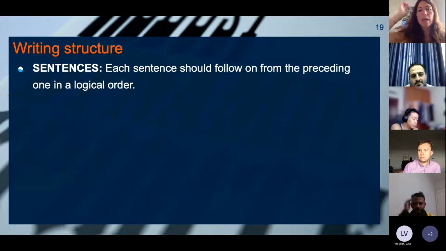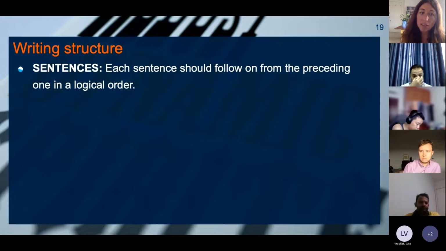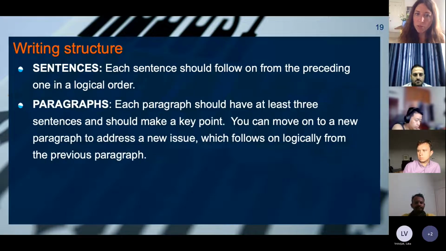Writing structure then is another really important thing when we're trying to make sure your argument comes across well. And this is at various levels of writing. For instance, sentences is the first one. Each sentence should follow on from the preceding one in a logical order. Then there's the next level, which is paragraphs. Each paragraph should have at least 3 sentences. That's my general rule of thumb. If you have less than 3 sentences in a paragraph, it's not really a paragraph. So at least 3, I would say.